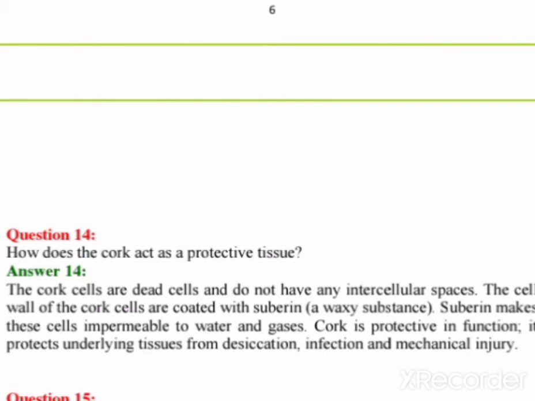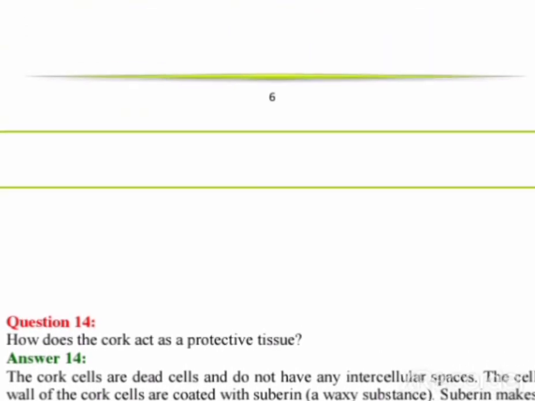The cell walls of cork cells are coated with a waxy substance. Waxy substance से वो cover होती है, और waxy substance को क्या कहते हैं? सुब्रीन. So the cell walls of cork cells are coated with suberin. So this suberin क्या करता है? It makes the cells impermeable to water and gas, and the cork is protective in function. It protects underlying tissue from infection and mechanical injury. So like the epidermis, it also plays the role of protective tissue.